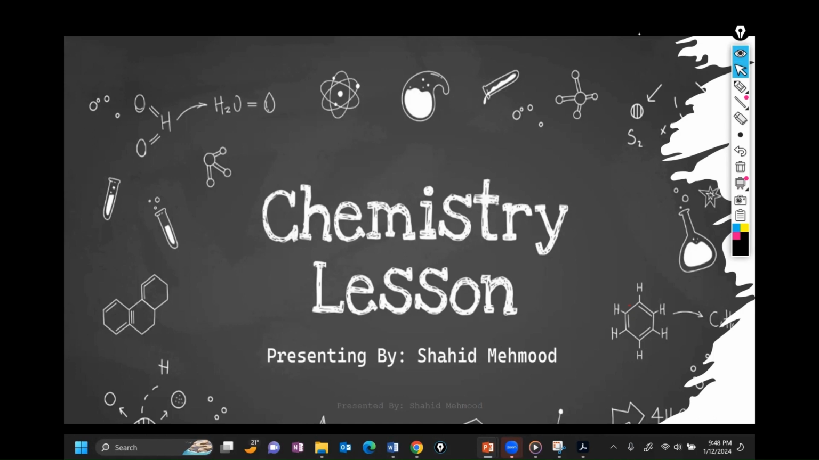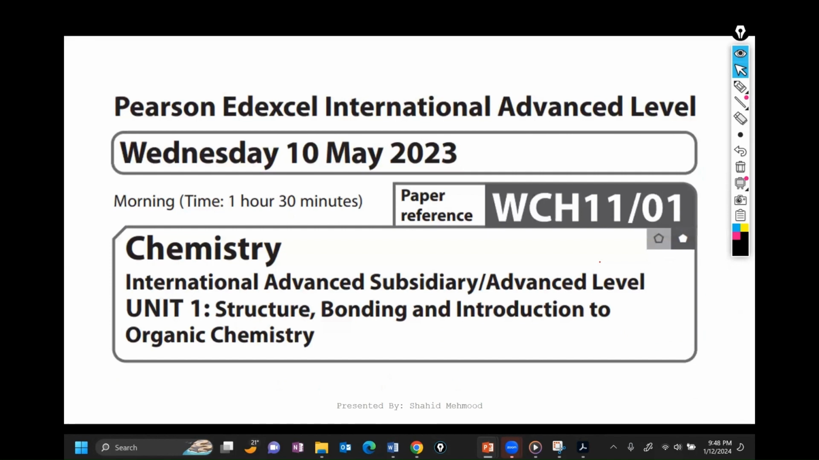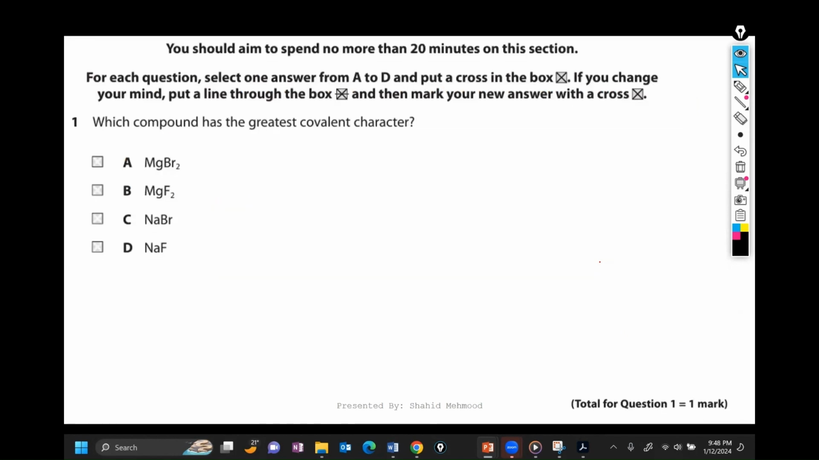Today I will explain the Unit 1 May-June 2023 chemistry paper from Pearson Edexcel. So let's start with the paper. Question 1: which compound has the greatest covalent character? Four ionic compounds are given here.